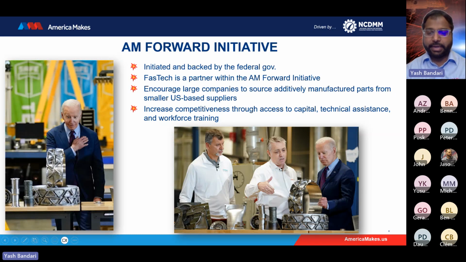In this picture, you'll see our CEO, Alan, who's at the center. To his right, you see Siemens, and on his left, we see the president. This picture was taken at the AM Forward initiative back in 2022, in Ohio. This is one of the great examples of how large companies like Siemens work with smaller companies like us. These are a couple of components that were showcased to the president.